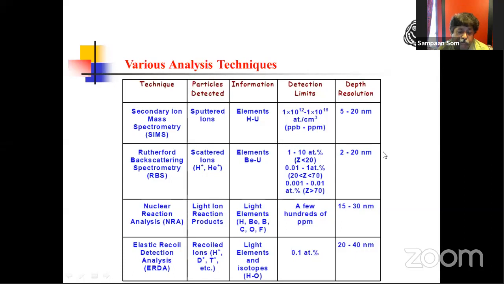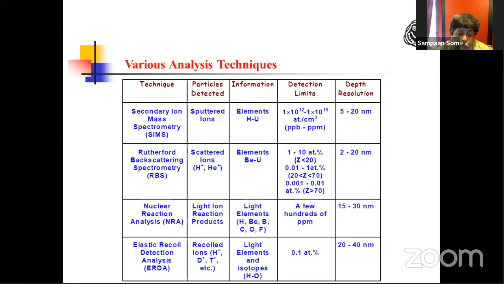Nuclear reaction analysis is another technique, very useful, non-destructive again, where several nuclear reactions are used. We all are aware of such nuclear reactions in nuclear physics. Some preferable nuclear reactions are picked up, and they are used to advantage to detect light elements, mostly the elements which are not so sensitive to be detected by RBS, like hydrogen, beryllium, boron, carbon, oxygen, fluorine, etc. Here depth resolution deteriorates. Its typical value is around 15 to 30 nanometer, and a few hundreds of ppm will be quite okay.